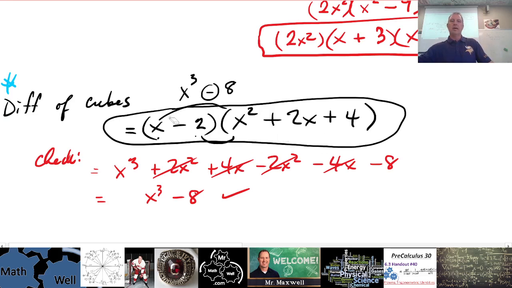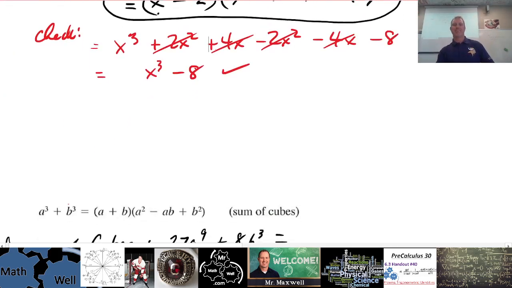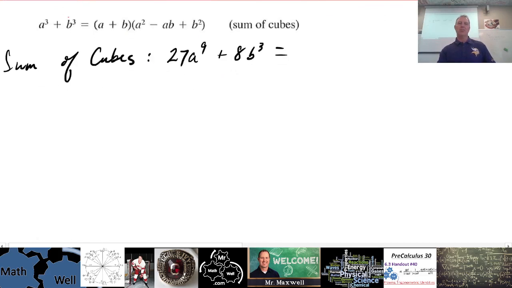Now, can you factor this trinomial any further? That's a good question, right? Are there any numbers that multiply to positive 4 and add to positive 2? No. So that's why we stop there. That's kind of base form there. Okay? All right. Sum of cubes.